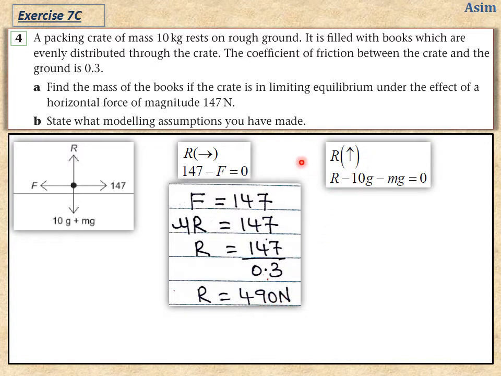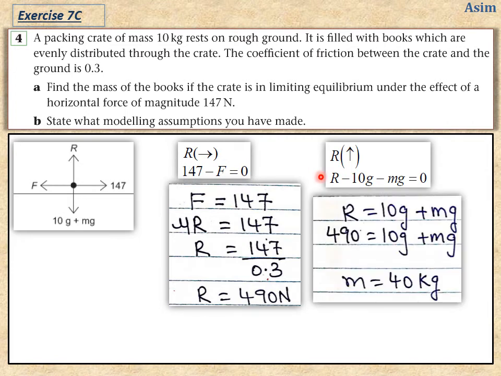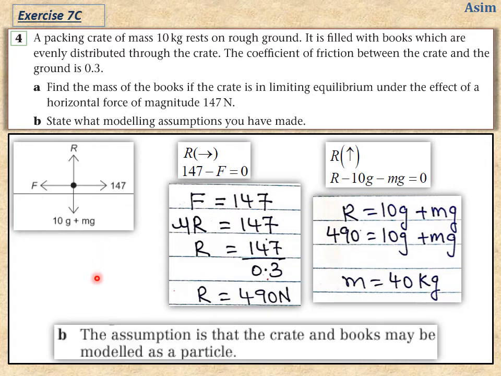Now let us come here. You substitute R here and you can find the mass. Simple. This is your R, 490, and that's it. You got the mass, 40g. The second part of the question is, what is the modeling assumption? That is particle. The assumption is that the crate and the book may be modeled as a particle. Clear? Let's take a new question.